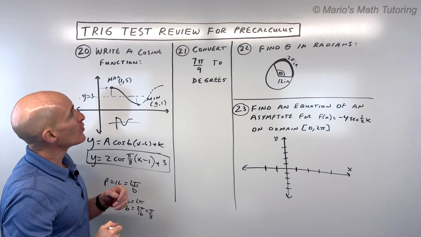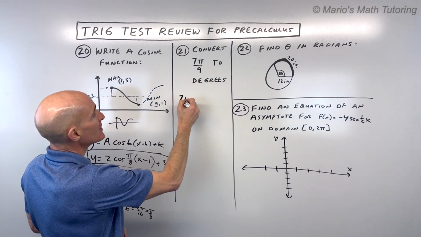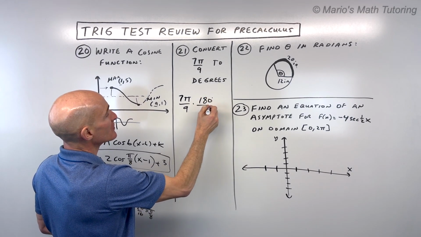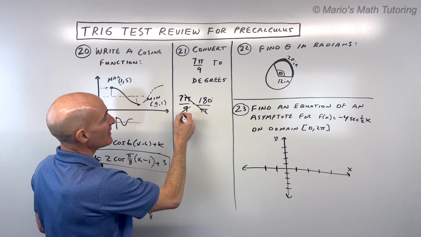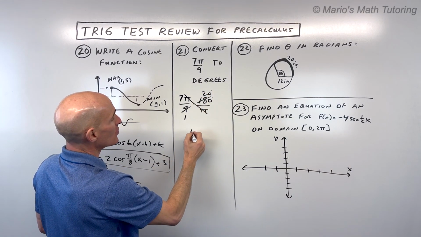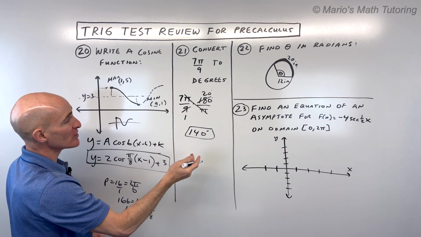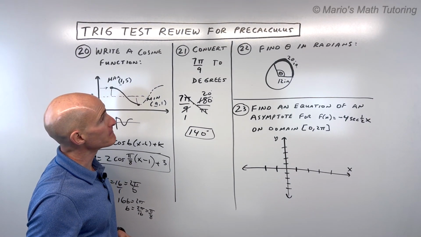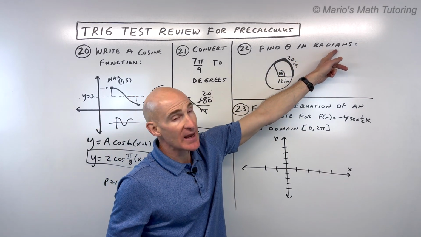So let's look at number 21 now. We're converting radians to degrees. This is kind of an easy one. Remember, there's pi radians for every 180 degrees. Or you could use the conversion factor, 180 over pi, so that the pi radians cancel. 9 goes in here once, 9 goes in here 20 times. 7 times 20 is 140 degrees. Now, if you were converting the other way, from degrees to radians, I'd multiply by pi over 180 instead of 180 over pi.